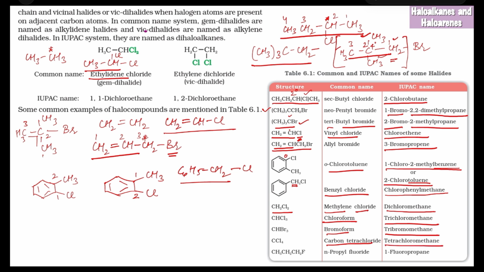Now the last one, the carbon-carbon chain contains 3 carbon atoms and the halogen is fluorine. So common name n-propyl fluoride, and if the numbering of the chain is done, then 1, 2, 3, it is called 1-fluoropropane. The parent chain is propane and one hydrogen of propane is substituted by fluorine, so it is known as 1-fluoropropane.